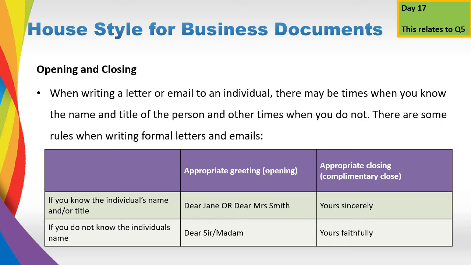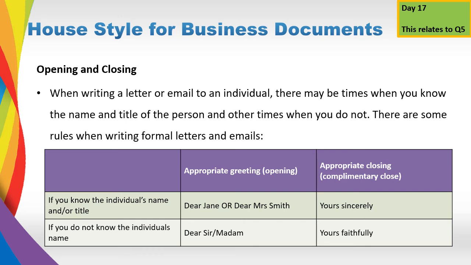So with regards to those openings and closings, when you're writing a letter or email to an individual, there may be times when you know the name and title of the person and other times when you do not. And there are some rules for your grammar that you need to be careful of when you're writing formal letters and emails. So I've just put together a little table here just to explain this. If you know the individual's name or title, you would either put Dear Jane or Dear Mrs Smith. If you don't know the individual's name, this is where you'd use your Dear Sir or Madam.